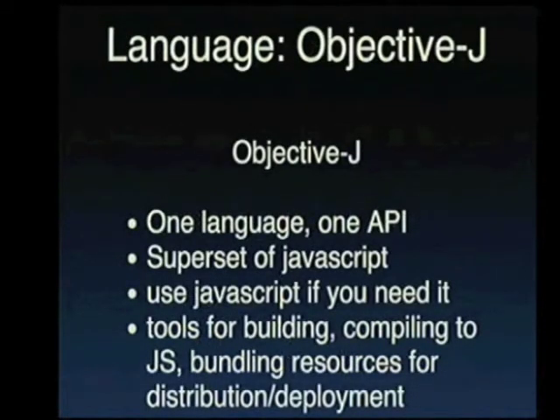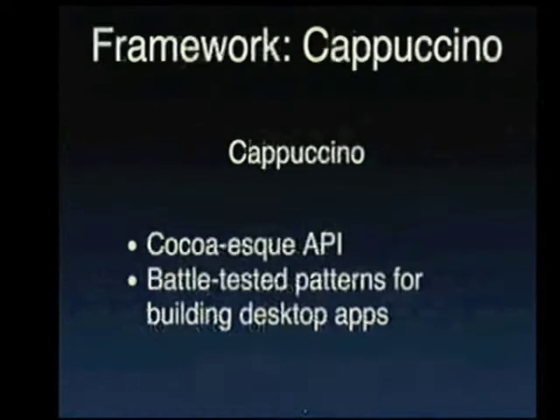Instead, you have to learn this language called Objective-J, which is essentially a superset of JavaScript that's based on Objective-C. It looks a lot like Objective-C, except underneath it's JavaScript instead of C. It comes with a bunch of tools for bundling, compiling the thing down to JavaScript, and resources for deployment and distribution. I'll show you some of the code in a little bit. You'll either like it or hate it, but that's the way it is.